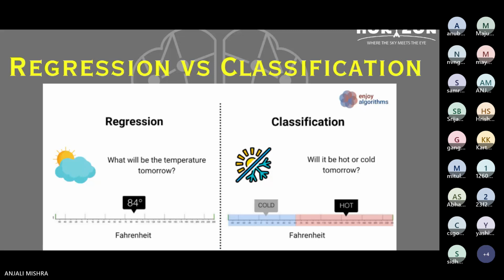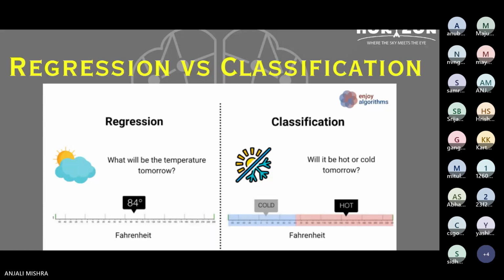The other task that an ML algorithm does is called classification, where it classifies a certain input into various categories. One example, which you can see on your screen, is that you can ask it if it's hot or cold. It just classifies data into two different buckets.